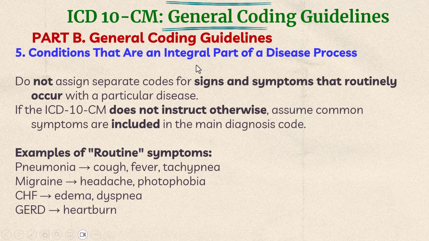Number 5, conditions that are an integral part of a disease process. So here do not assign a separate code for signs and symptoms that routinely occur with a particular disease. If the ICD-10-CM does not instruct otherwise, assume common symptoms are included in the main diagnosis code. For example, pneumonia has some routine symptoms like cough, fever, tachypnea. Similarly, migraine having headache and photophobia, congestive heart failure having edema and dyspnea, gastroesophageal reflux disease having heartburn. So those are the integral symptoms. So you need not code them separately.